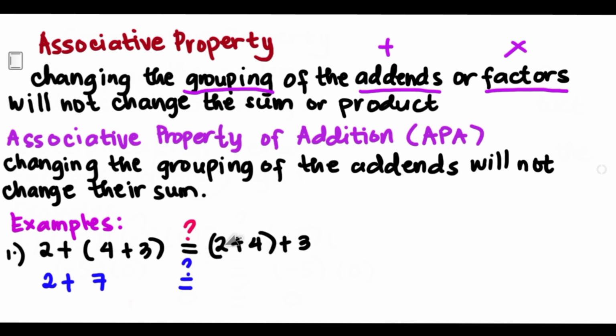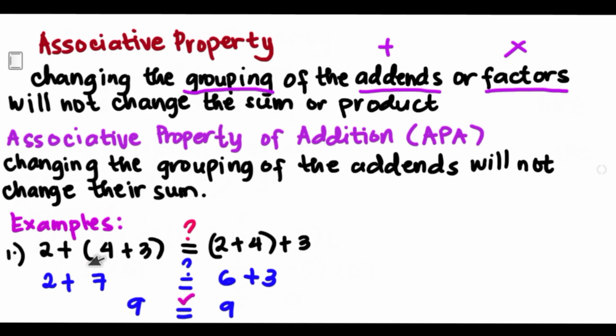So, 2 plus 4 muna unahin natin. That is 6. And then si plus 3, kopyahin natin. So, 2 plus 7, ang sagot ay 9. Sa kabila naman, 6 plus 3, 9. So, sila ba ay equal? Ang 9 ay equal kay 9, syempre.